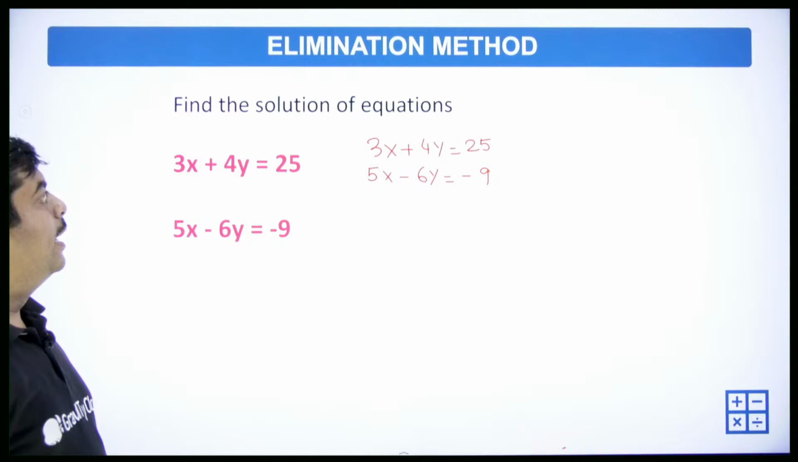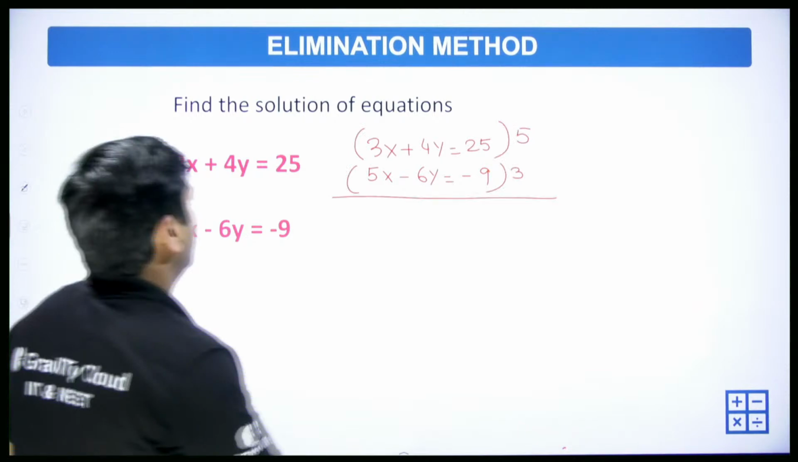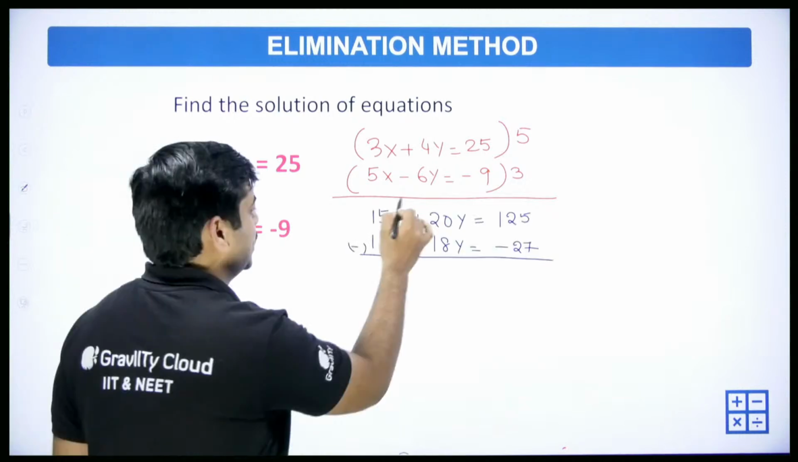5 into 3 is 15x, plus 5 into 4 is 20y is equal to 25 into 5, 25 into 5 is 125, and 5 into 3 is 15x, minus 6 3s are 18y is equal to minus 27. So let me try to subtract these two. If you subtract these two, 15x and 15x get cancelled. This becomes plus, so that becomes 38y is equal to 125 plus 27. 125 plus 27 will give you 152.